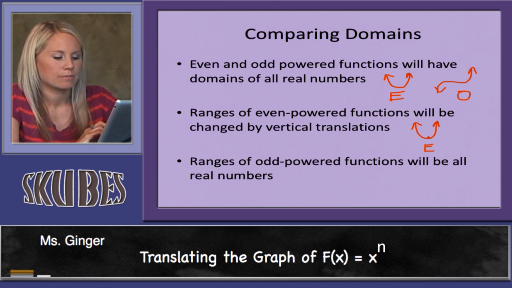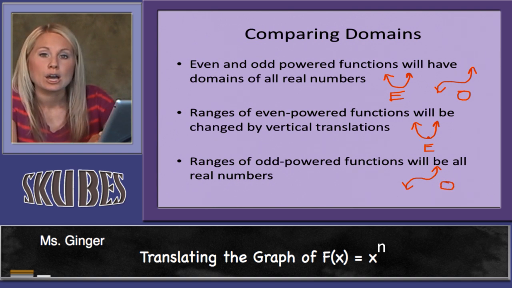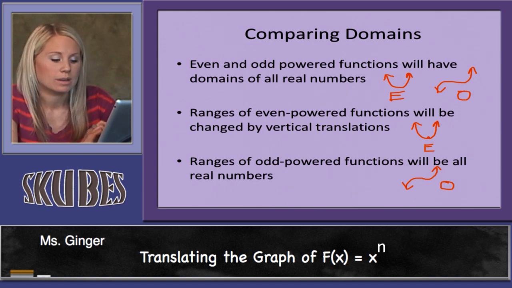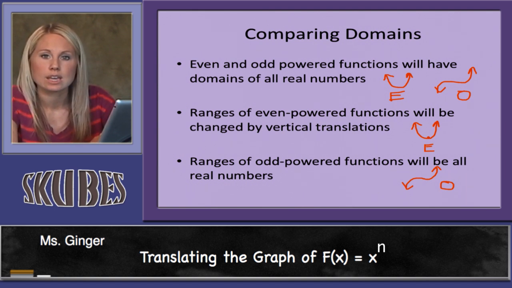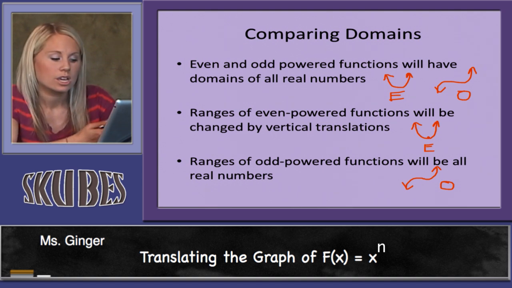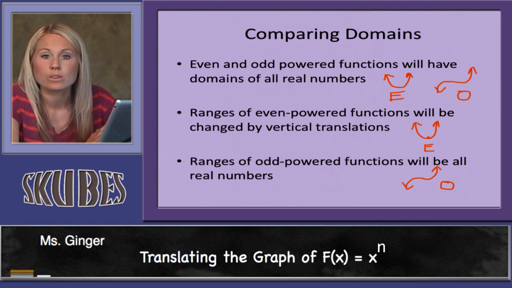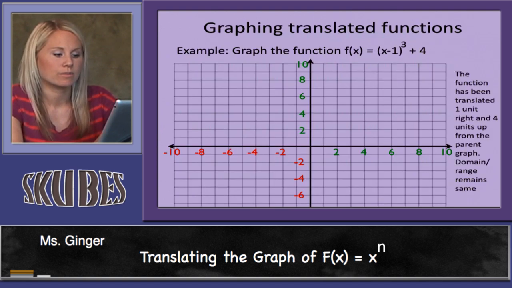What about odd functions? Let's take a look at that one. Let's think about moving something like this, that's our odd, up or down. Now I can see the arrows that continue on forever in both directions, both down and up. If I move this up or down on the grid, it's still going to have the same range because it's going to continue on forever in both directions. So you can see that ranges of odd-powered functions are not affected by these translations, the vertical or the horizontal. So we're going to go on forever.